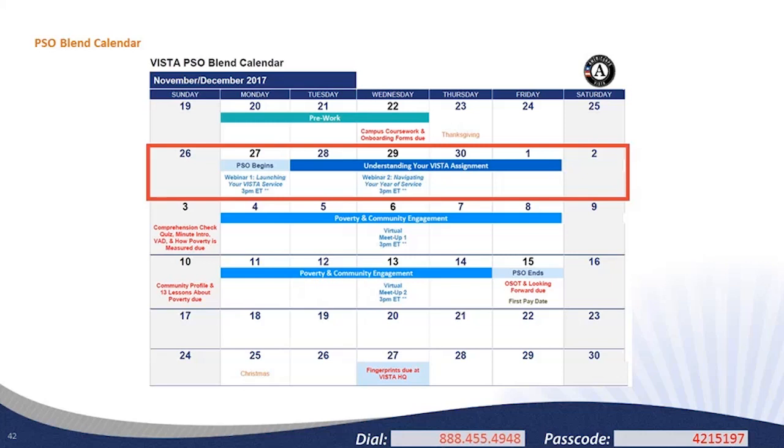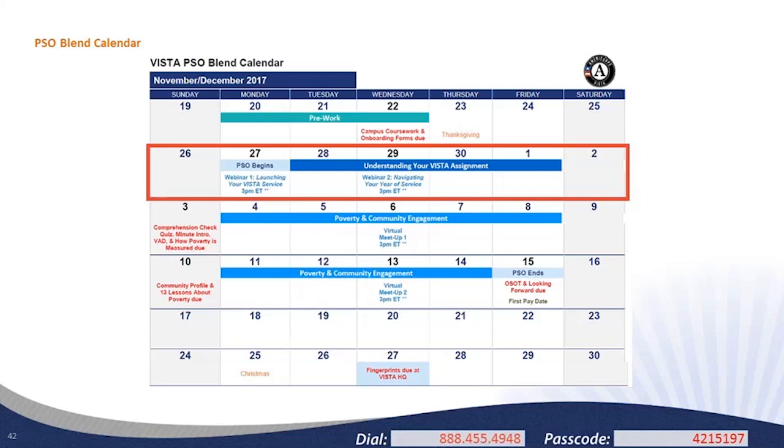Like Jessica mentioned, on Wednesday, November 29th, we're going to come back together for your second required webinar, Navigating Your Year of Service. There's a space in your workbook on page 6 to note the dates of key elements of your PSO. Also during this week, your supervisor will begin to provide you with an on-site orientation and training.